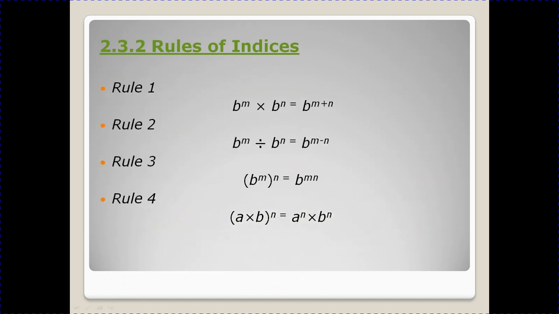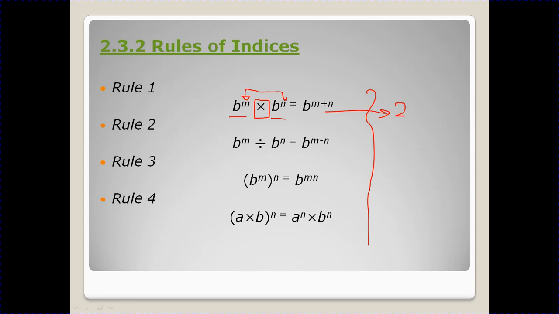Well, this is the set which explains the rules of indices. Now, rule number 1: if I have p to the power m multiplied by p to the power n, this is multiplication. The rule is, in case of multiplication, the powers will be added. So multiplication becomes addition. So p to the power m times p to the power n is p to the power m plus n.